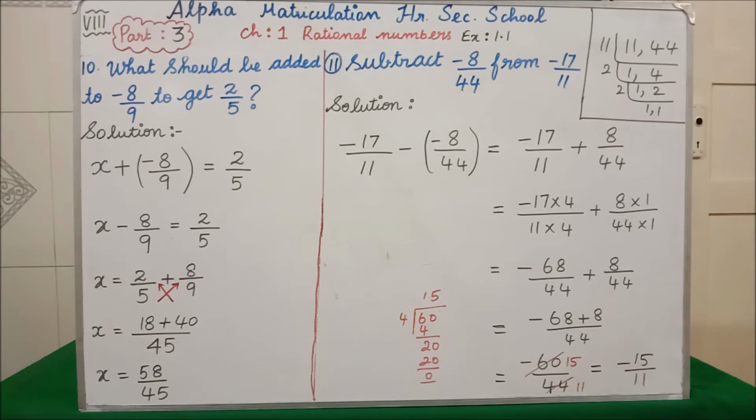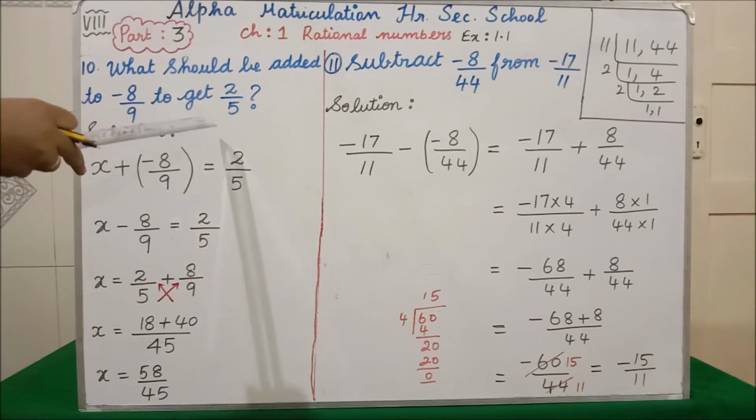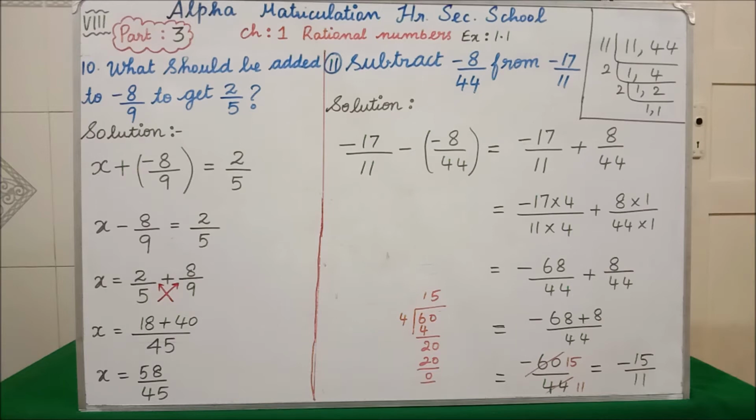For that, since we don't know the number, I am considering that number as x. Okay, I am adding x plus to what number? Minus 8 by 9. To get what number I have to get? 2 by 5. Clear all of you? Okay, I have to add one number to minus 8 by 9. By that time, what answer I have to get? To get 2 by 5. Okay, what number? That number I have to find. Clear all of you?